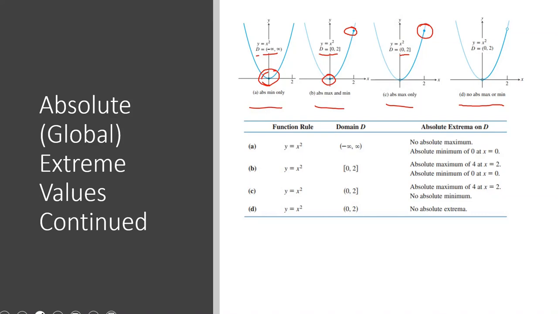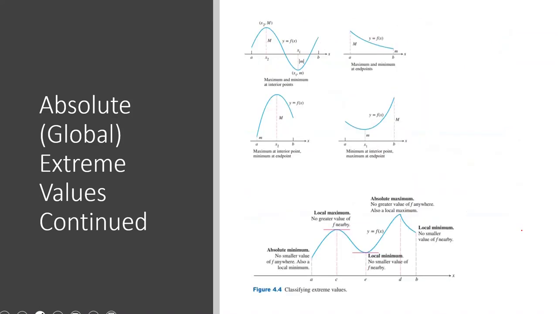If we go to parabola D, we have a domain of 0 to 2 that doesn't include 0 or 2. And that's because we can approach 0 and we can approach 2, we can get infinitely close to it, but we can't actually hit those values, which means that there are no global minimums or maximums. And all of that is outlined in this table down here.